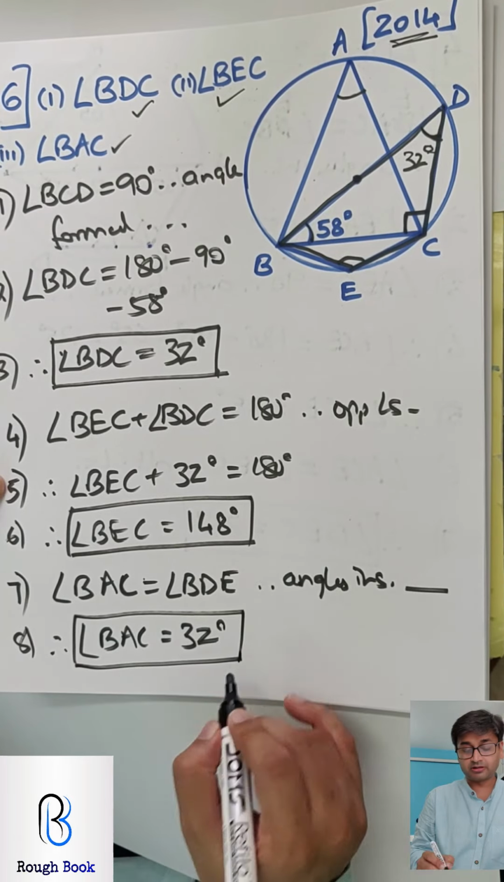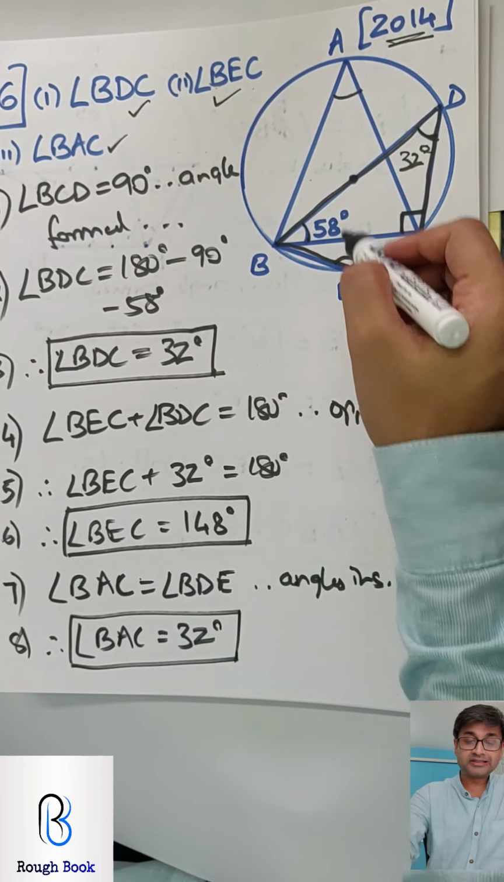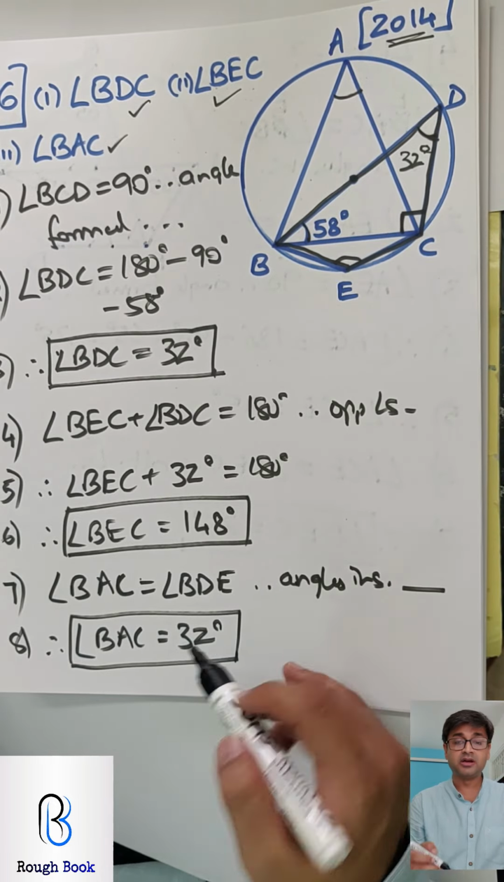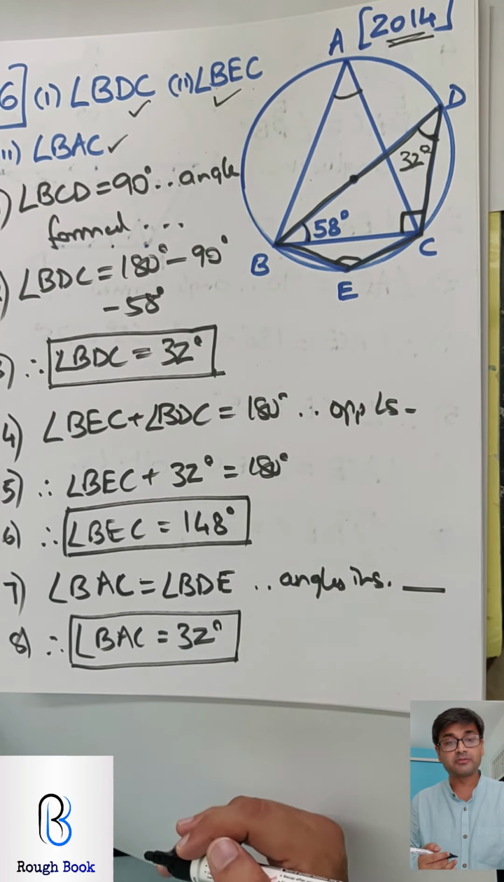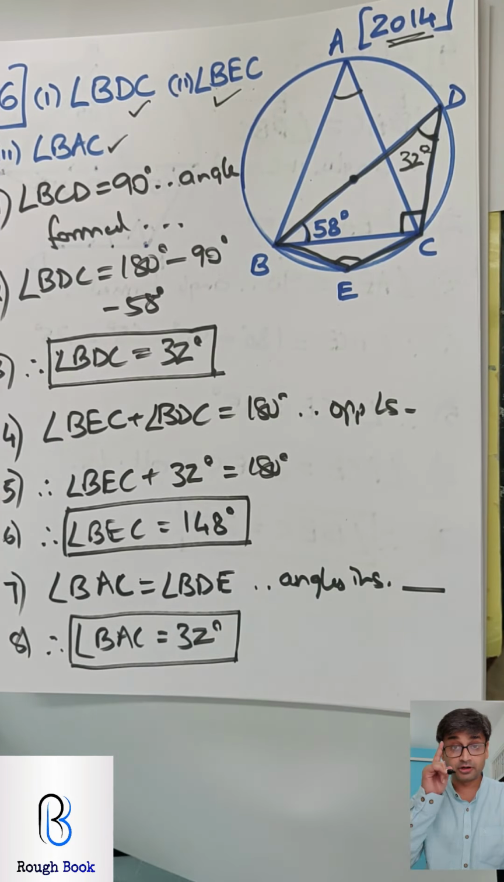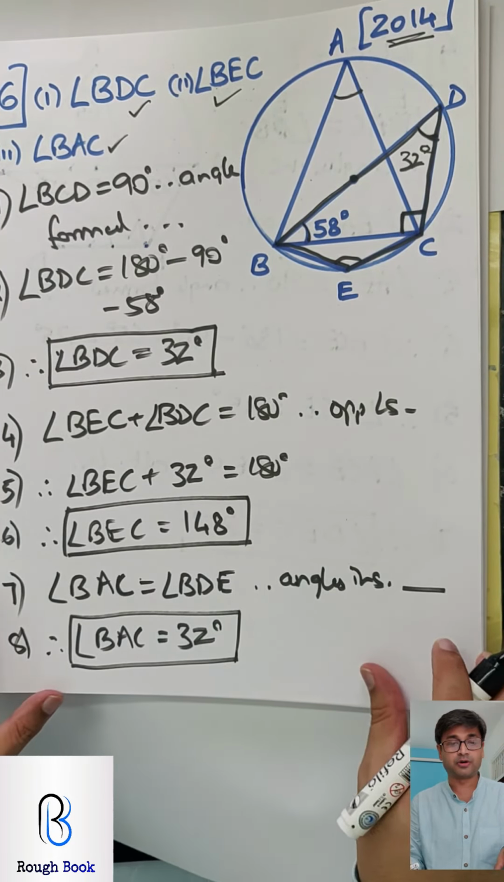Oh, you used a different method to get this. Did you use cyclic quadrilateral opposite angles? No problem. You still get the same answer. Your marks are intact. The only thing is it becomes a little lengthy, one or two steps extra, but it doesn't really matter. But you should get it on your own. That's most important.